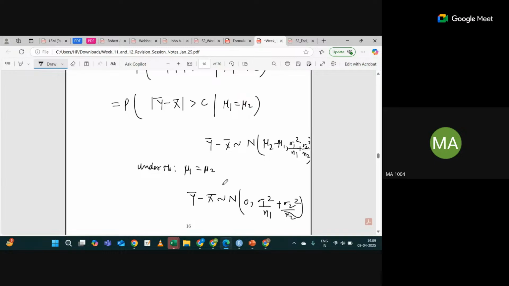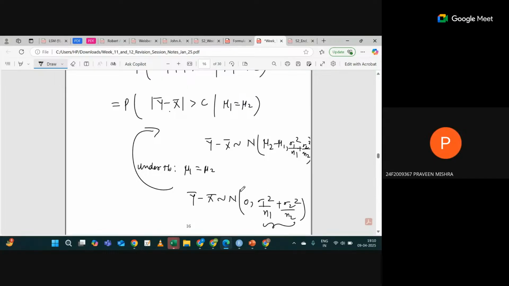Yes. Why under H naught? Because under H naught mu1 equals mu2, so mu1 minus mu2 will be 0, right? Yes. So there is no need to subtract 0. You can directly divide by the square root of this part. Are you getting my point?